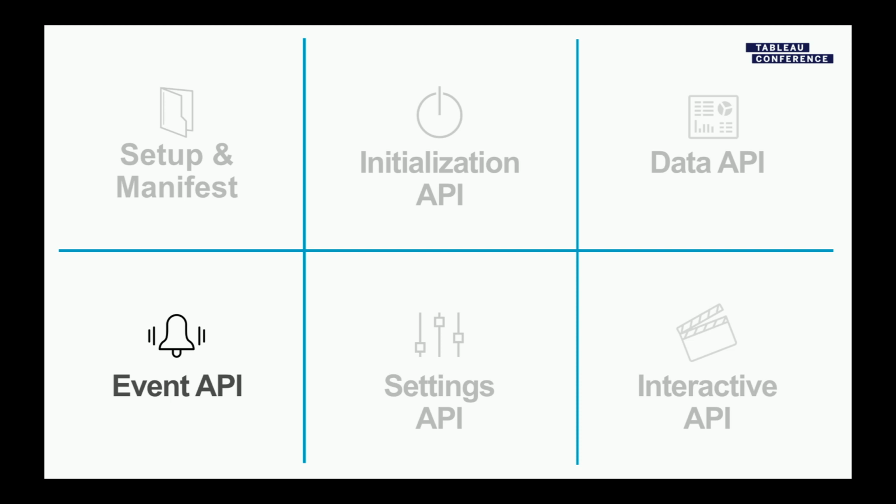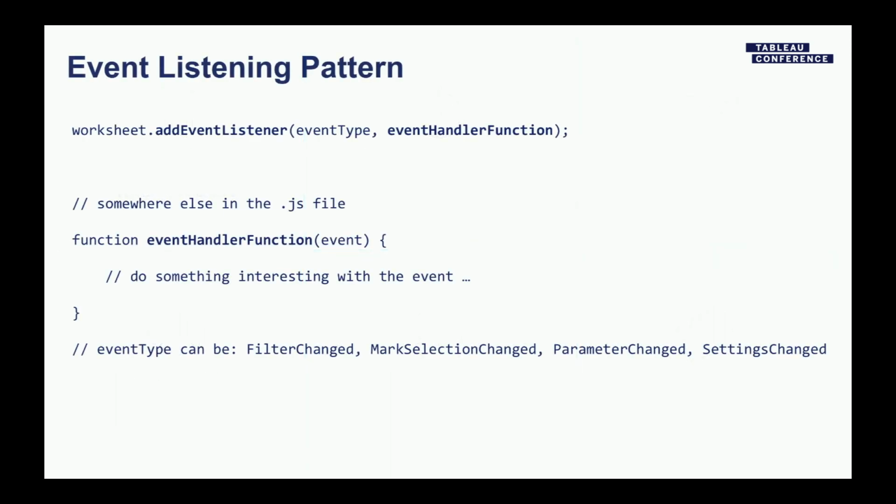So the event listeners all have the same structure and pattern. You add an event listener, you provide a type of event you're interested in, and then you provide a callback function that will be called when that event is fired. So things you can listen to are filter changed or mark selection, parameter changed, settings changed, and we'll talk about settings in a minute. So let's see this in action.